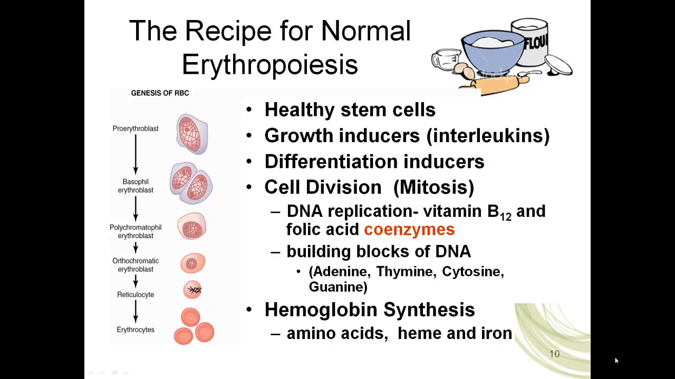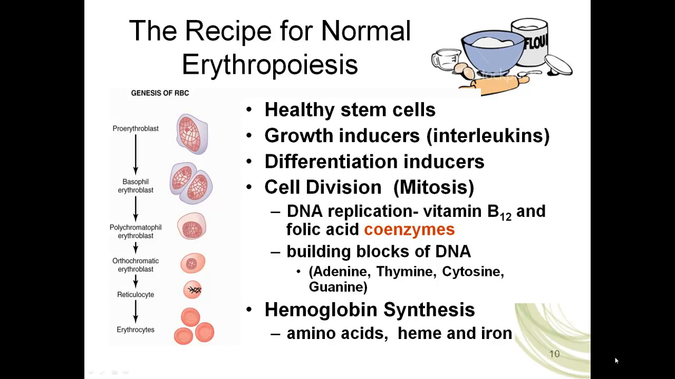So what is the recipe for normal erythropoiesis? Obviously, we have to start with a very healthy stem cell line, the hemocytoblast line. And then all the daughter cells have to be pulled into their lineage, and they need to differentiate as they progress through this lineage. So we need growth inducers, we need cytokines, we need differentiation inducers. These are all special chemicals released by adjacent cells or the interstitial environment that help promote the differentiation of the cells. We also need healthy cell division.